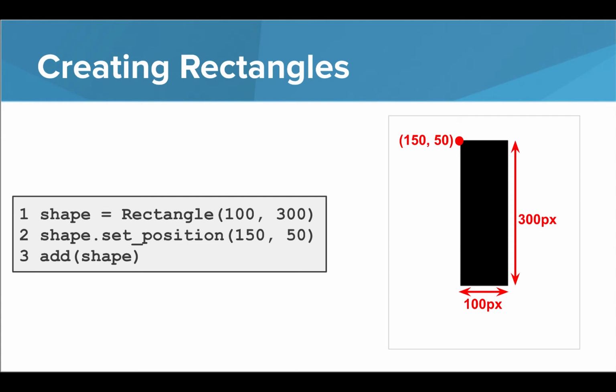Note that rectangles are always positioned from their top left-hand corner. This is different than text boxes, which are positioned from their bottom left-hand corner.